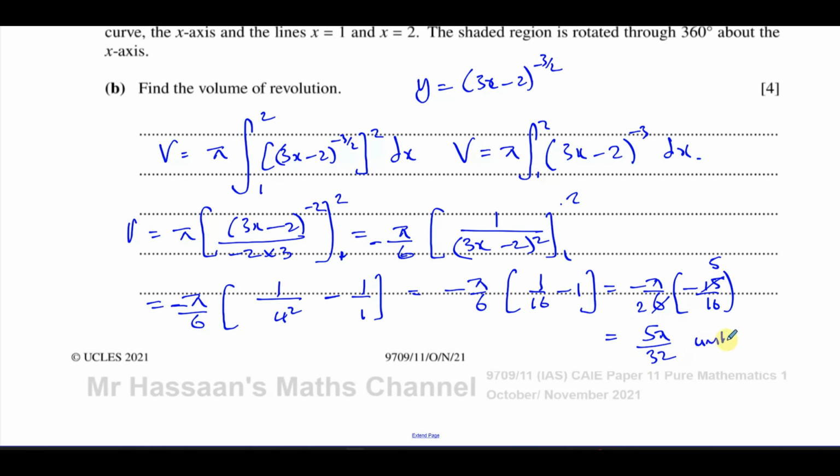And that's cubic units, because we're talking about volume. So there's the answer. We don't really have to write the cubic units, that'd be extra. If you put 5 pi over 32, that's fine. So there's the answer to part B of this question.